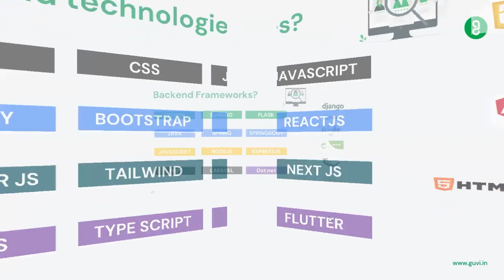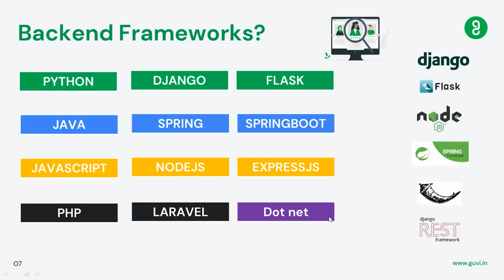So the next part is the backend. What is meant by backend? As I said in the beginning itself, in a full stack we have front end, back end and database. We completed the front end, which is mainly for designing purposes, right? So next comes the back end.